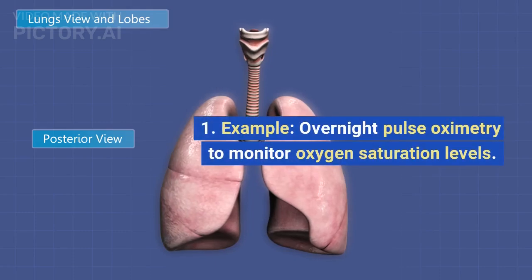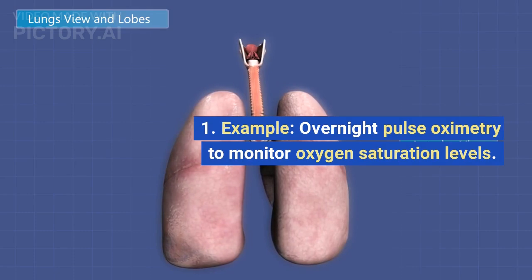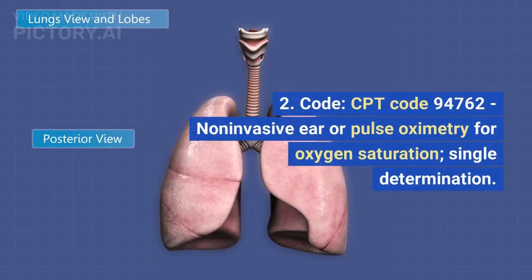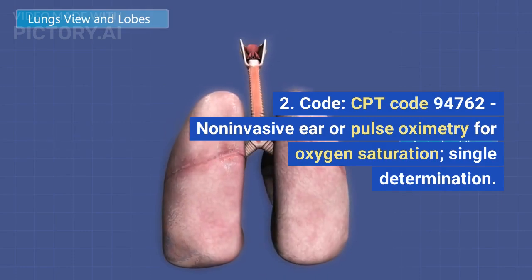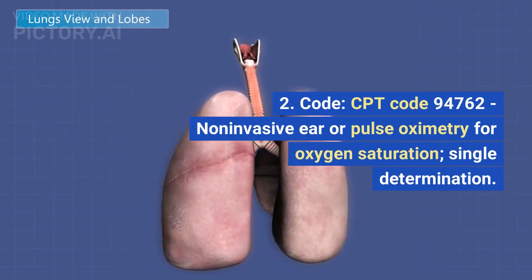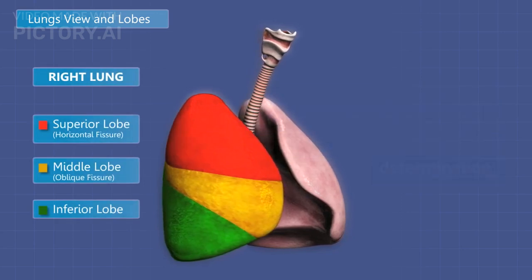Respiratory system monitoring. 1. Example: overnight pulse oximetry to monitor oxygen saturation levels. 2. Code: CPT code 94762 non-invasive ear or pulse oximetry for oxygen saturation, single determination.